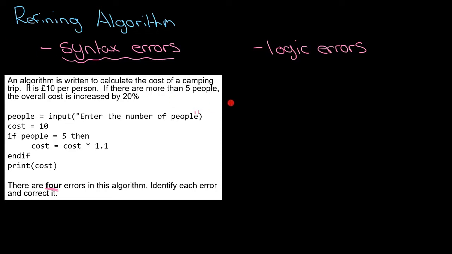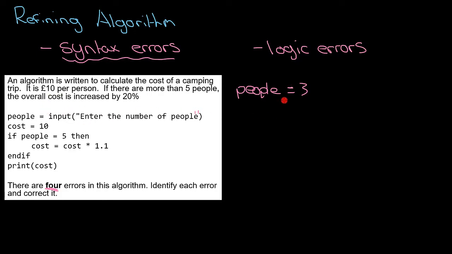To do this, I need to test the algorithm with suitable test data. If I'm reading through, I've got this £10 per person thing, and if there are more than 5 people, the overall cost is increased by 20. That suggests I'm going to need to do 2 tests, one where there's more than 5 people and one where there's less than 5 people. I'm going to do the less than 5 people first. So I'm going to do people equals 3. I'm making up my own test data for that.